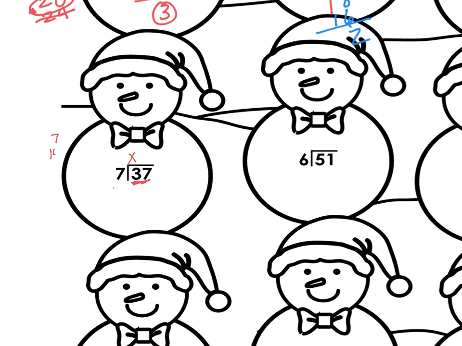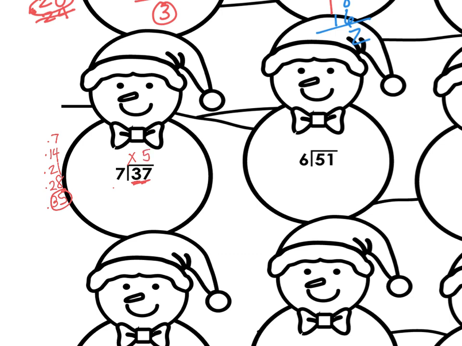7, 14, 21. Looking at your chart for your 7s if you need help with that. 28. 7 times 4 was 28. 7 times 5 is 35. Ooh, look how close I am. If I go one more 5, I'll be over, won't I? So 35 is the magic number, isn't it? So let's count. 1, 2, 3, 4. That was 5 7s. So I put my 5 up here.